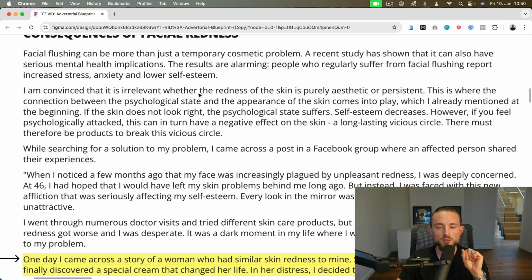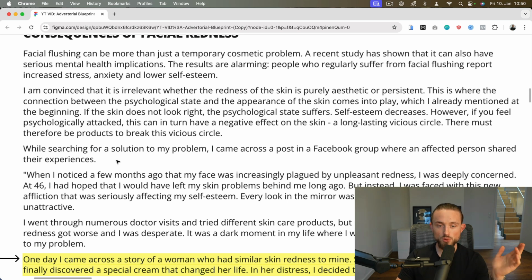I am convinced that it is irrelevant whether the redness of the skin is purely aesthetic or persistent. This is where the connection between the psychological state and the appearance of the skin comes into play, which I already mentioned at the beginning. If the skin does not look right, the psychological state suffers. Self-esteem decreases. However, if you feel psychologically attacked, this can have a negative effect on the skin, a long-lasting vicious circle. There must therefore be products to break this vicious circle.